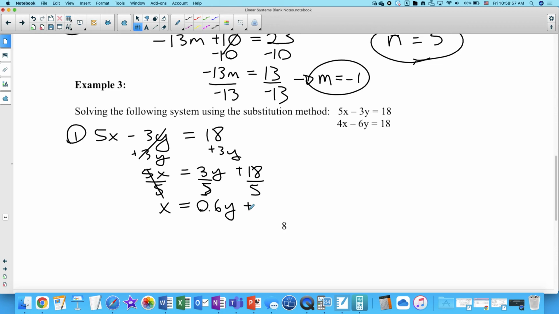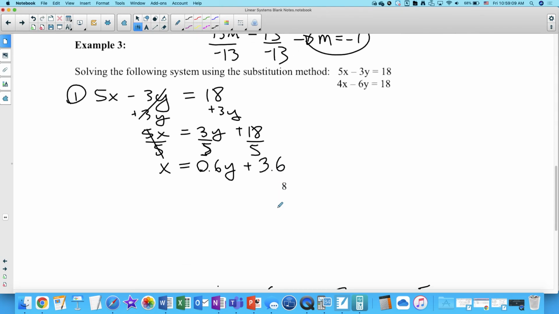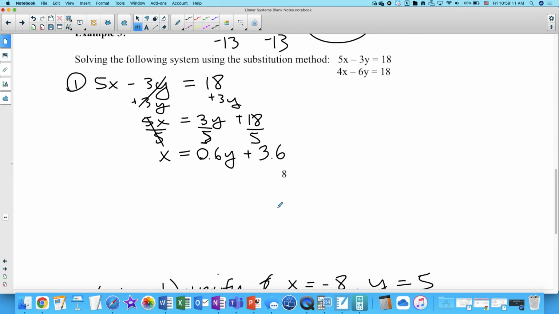Okay, so in my second step, I have to now sub into the other equation. So I'm going to sub into the 4x minus 6y equals 18. Which variable am I going to replace? Yeah, x, because I isolated the x. So 4 set of brackets minus 6y equals 18. And in that set of brackets, I'm going to put this: 0.6y plus 3.6.